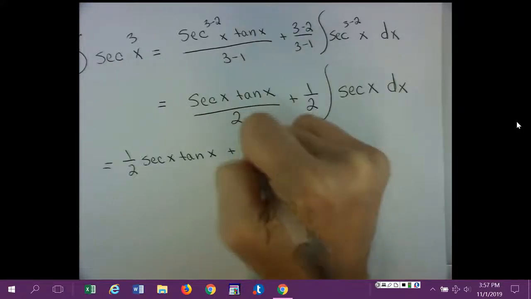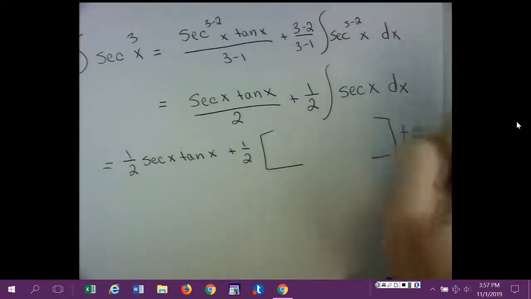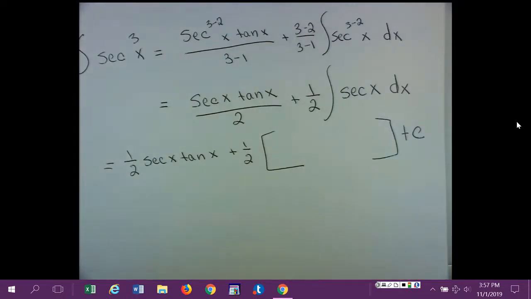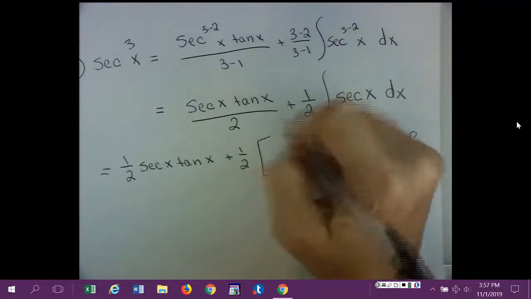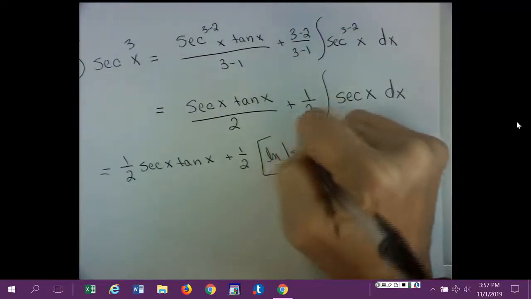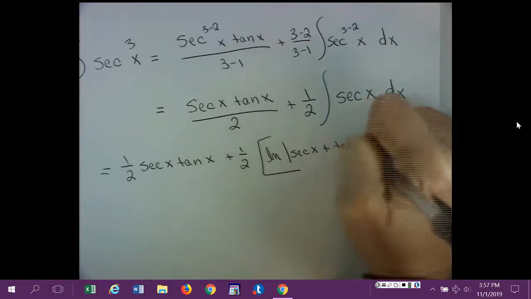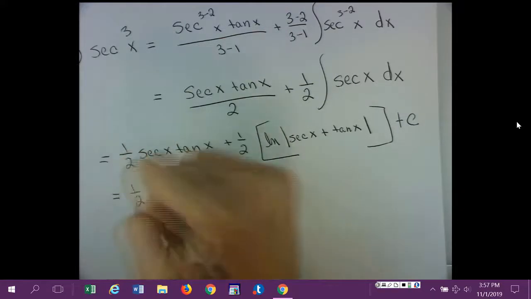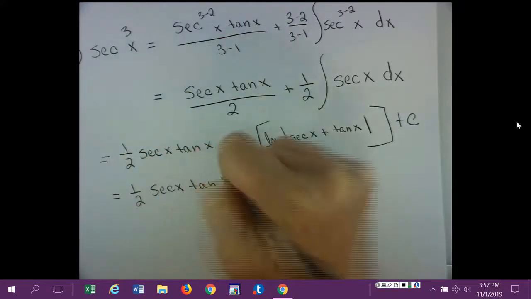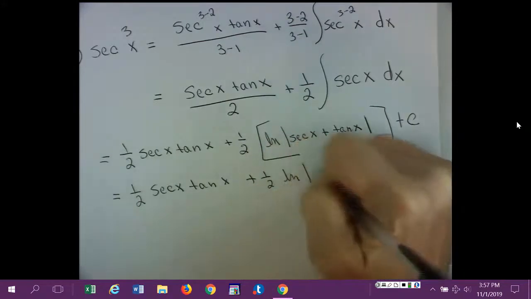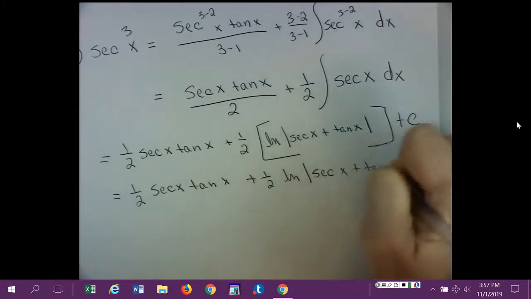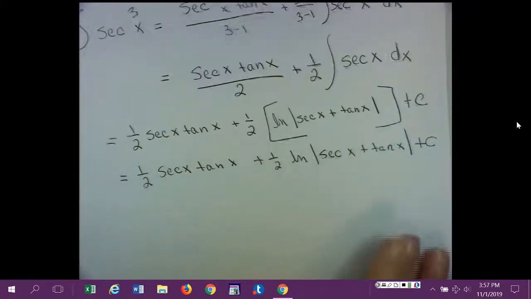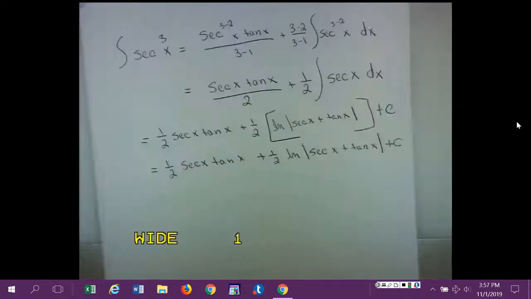plus 1/2. Now what we can do for this one is use the blue box special for secant, which we just derived. And that blue box was, so your final blue box special for secant cubed is 1/2 secant x tangent x plus 1/2 natural log absolute value of secant x plus tangent x plus c. And that's what they have now for the blue box special. You will never have to derive secant cubed ever again.